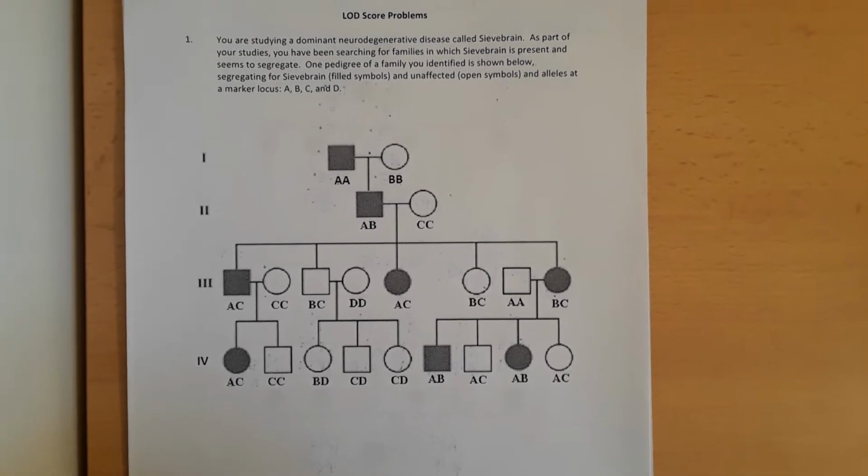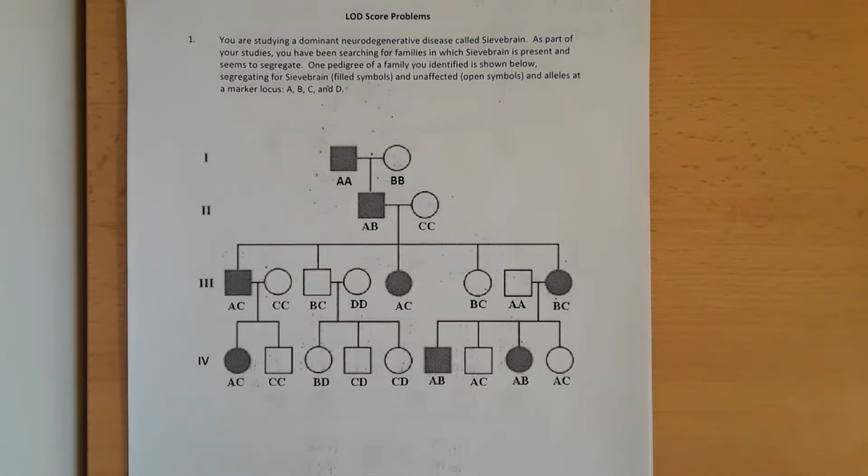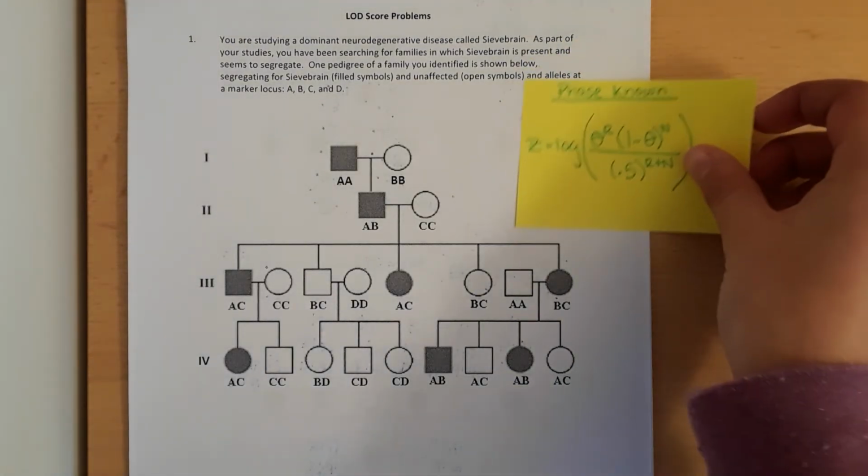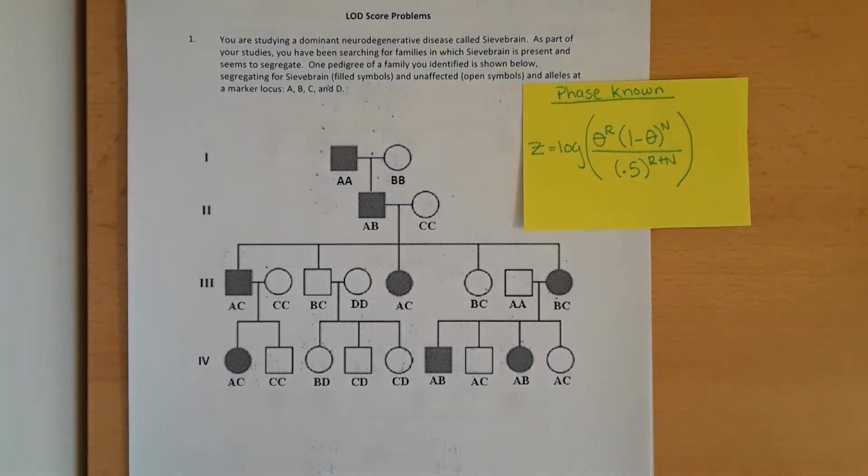Let's try out this problem. Is this phase known or phase unknown? Well, because there aren't any deceased people in the family, and because the first generation has one offspring, and then that one offspring has many more kids, we can rate this as phase known.